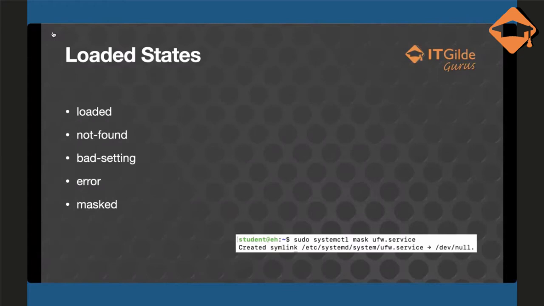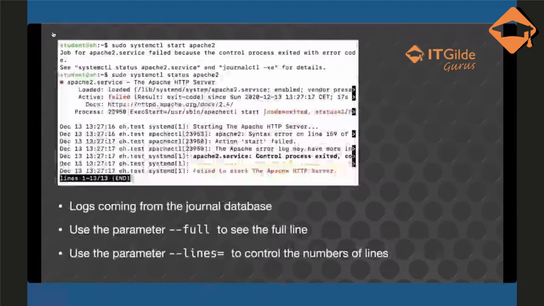Besides starting, stopping, enabling, and disabling a unit, you can mask a unit using the systemctl mask command, which links, with the help of a symbolic link, the unit to /dev/null to prevent it from starting, triggered by you or a dependency. Please remember from the previous module that a unit file in /etc/systemd/system overrides the one in /lib/systemd/system. And that's the reason why the symlink to /dev/null works. The systemctl status command also displays the last 10 entries from the journal database. If you want to see more, use the --lines directive, and to prevent truncation, add --full.